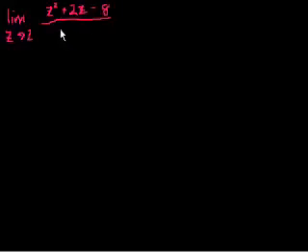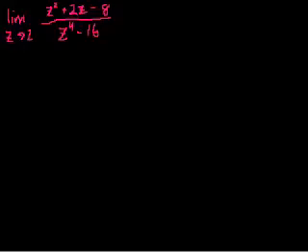If I remember correctly, the first problem was the limit as z approaches 2 of z squared plus 2z minus 8, all of that over z to the fourth minus 16.